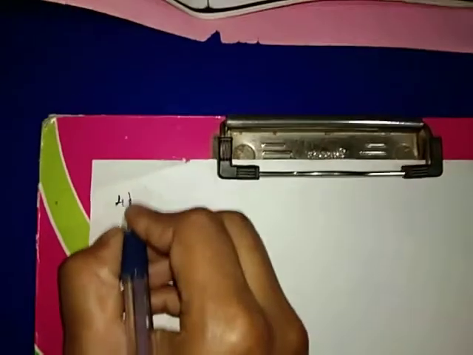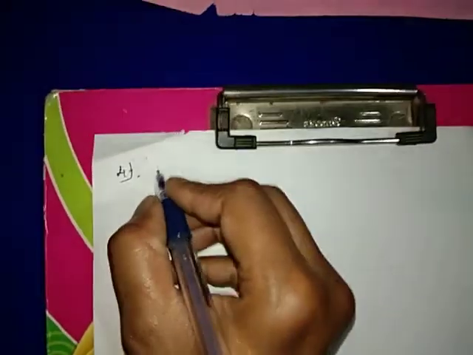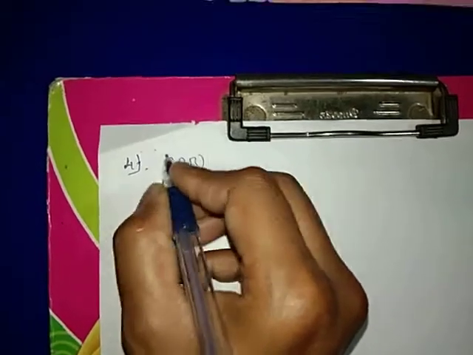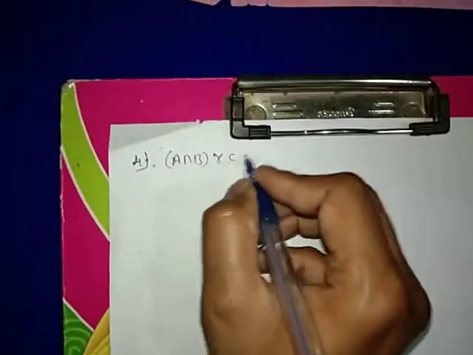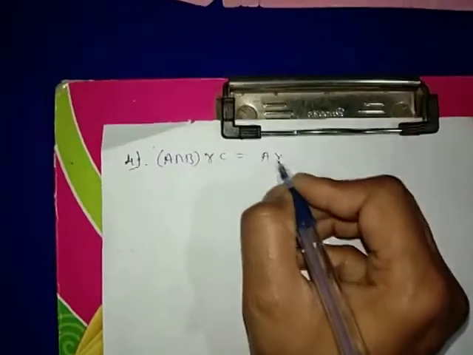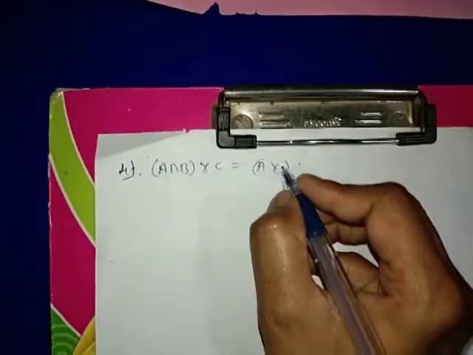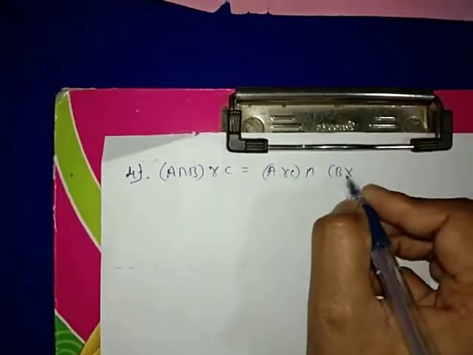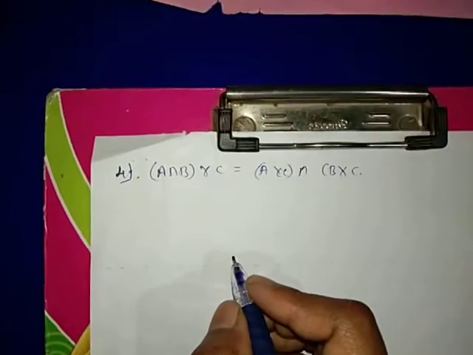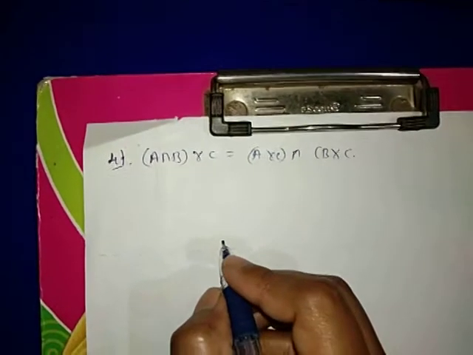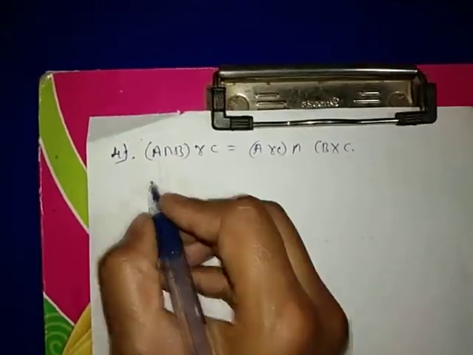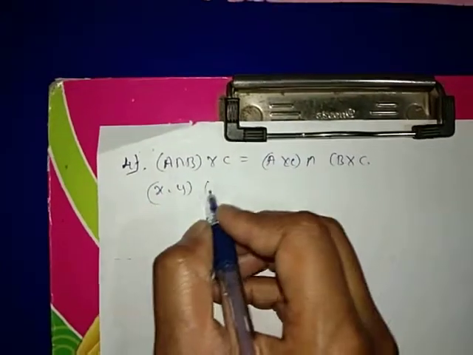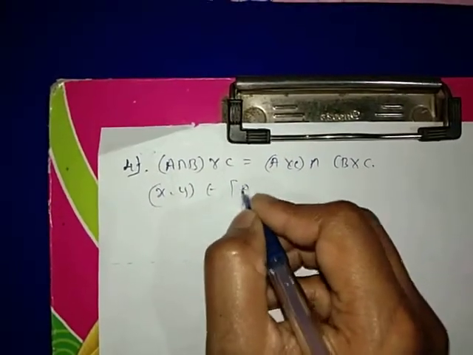So next come to the fourth one. The fourth one is A intersection B cross C is equal to A cross C intersection B cross C. Again follow the same procedure. Consider the ordered pair x comma y. Let x comma y belongs to A intersection B.